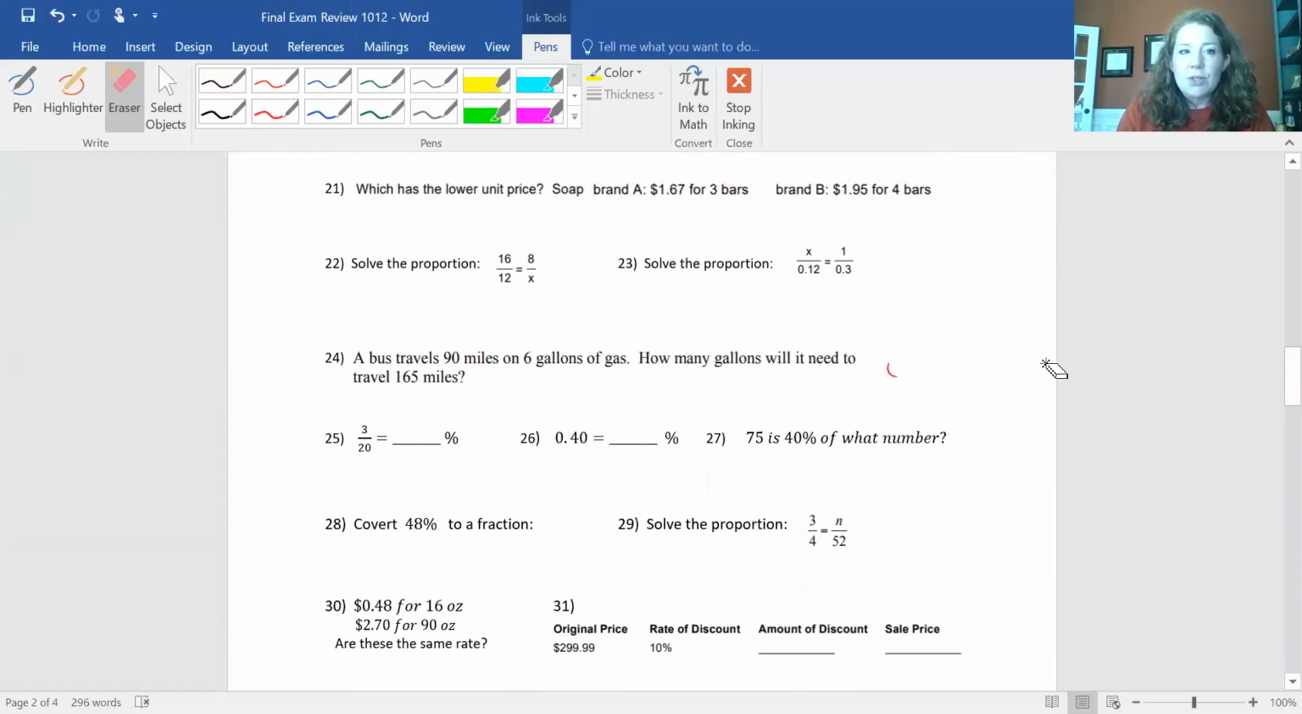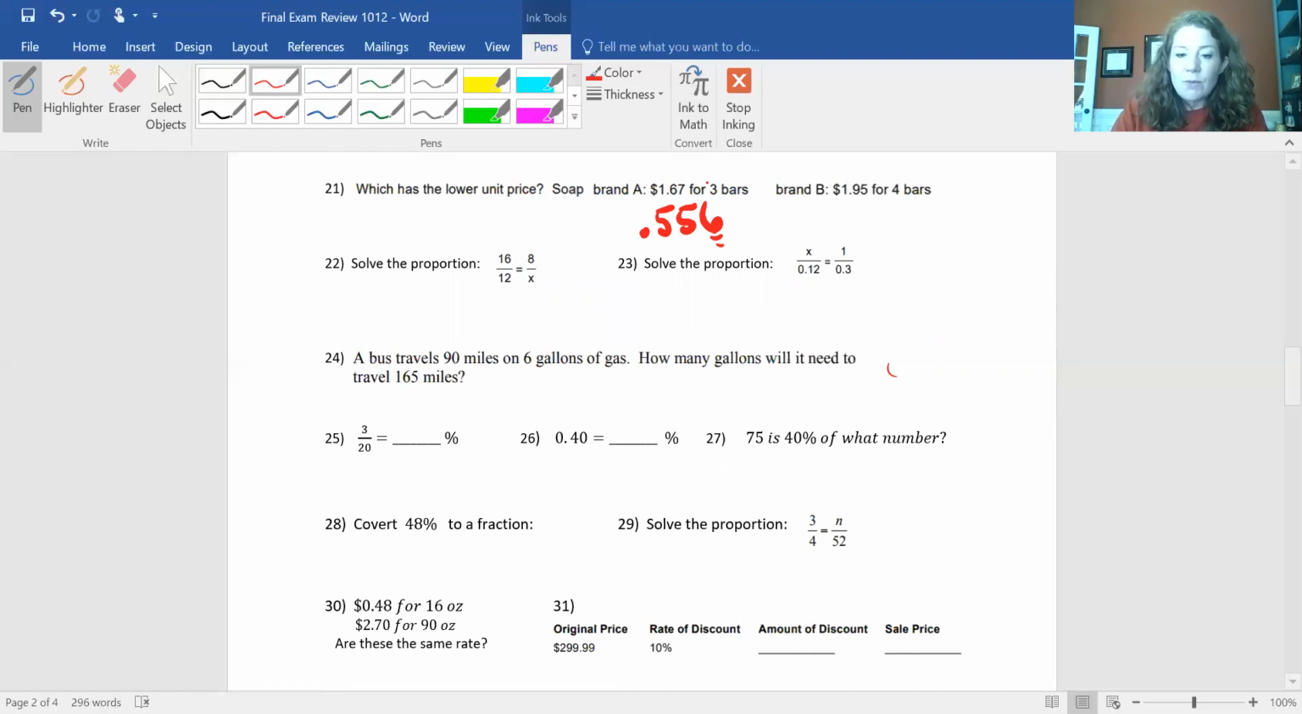All right, so now number 21, it says, which has the lower unit price, brand A or brand B? Another way of asking that question is, which is the better buy? So you want to know which one's cheaper. So you always divide your price by the quantity. So brand A is 0.556 cents, and I went ahead and went to the thousands place because sometimes that will help us get the right answer.